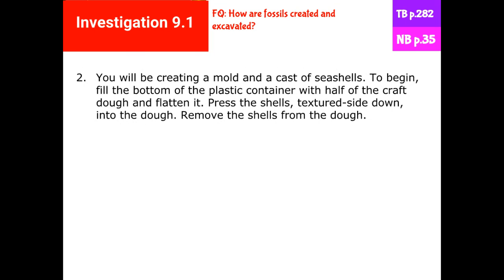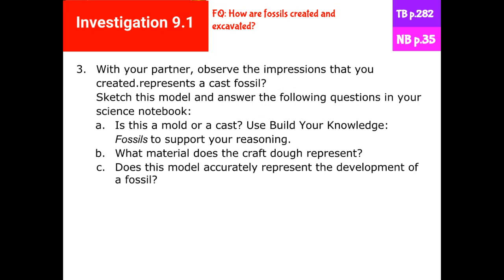You'll be creating a mold and a cast of seashells. To begin, you're going to fill the bottom of a plastic container with half of the craft dough and flatten it, and you're going to press the shell texture side down into the dough, and you remove the shells from the dough. With your partner, you're going to observe the impressions that you created, and that represents a cast fossil. You're going to sketch this model and answer the following questions in your notebook.